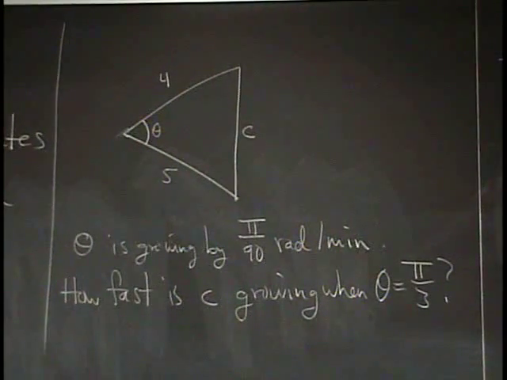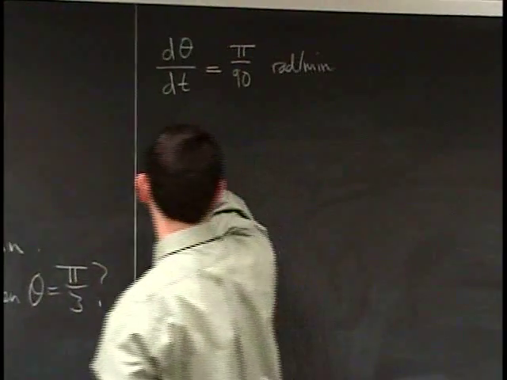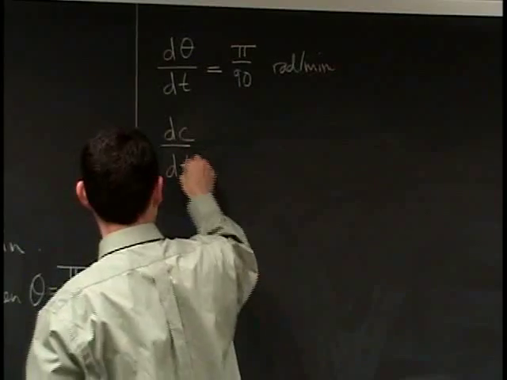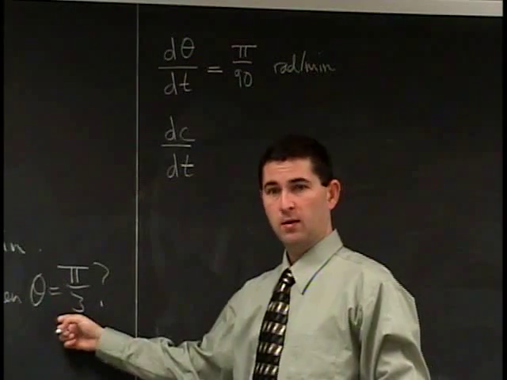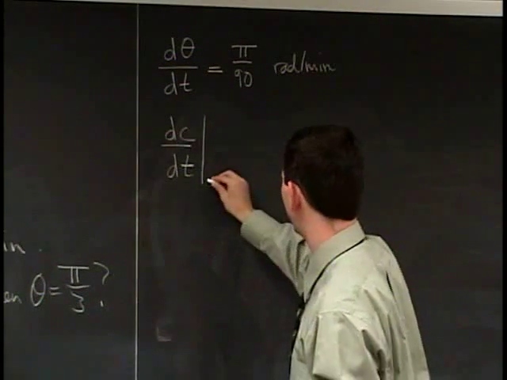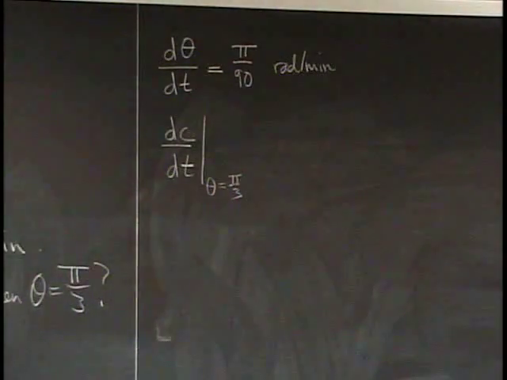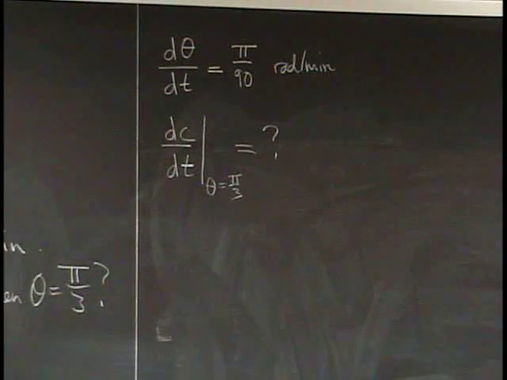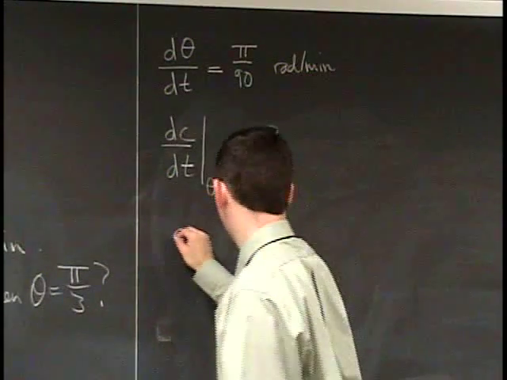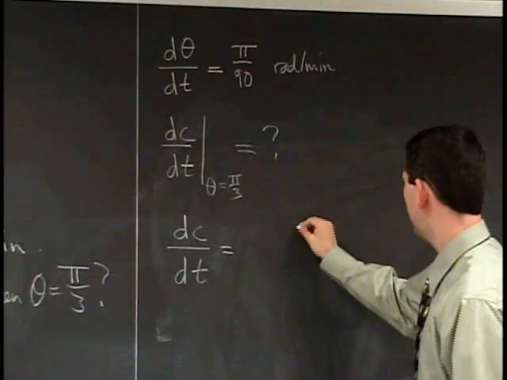Now this question is, how fast is C growing? So how do I translate that? dC over dt, the rate of change of C with respect to time. Then when theta equals pi over 3? So the way we denote that, we use a little vertical bar, we write theta equals pi over 3. Okay, so that's what we're looking for. So we want dC over dt, and we have d theta over dt.